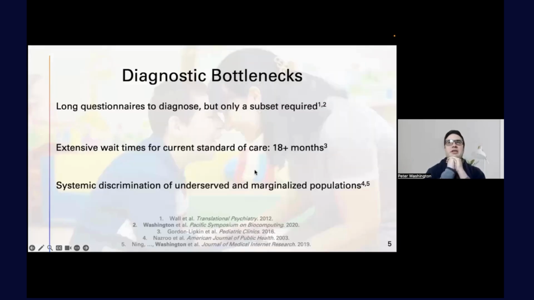And so this challenging diagnostic phenotype of autism has led to a challenge in the diagnostic process, where there's currently a waiting time for the current standard of care that exceeds 18 months on average in the United States, and often longer in other places, like in rural areas. For example, some islands in Hawaii outside of Oahu. Unfortunately, this leads to systemic discrimination of underserved and marginalized populations.